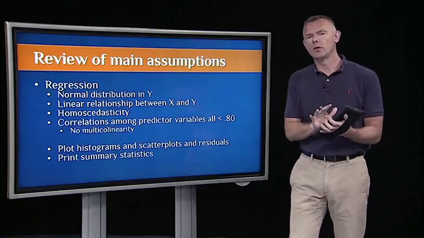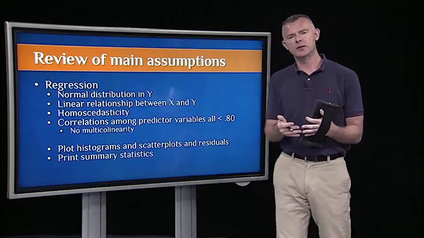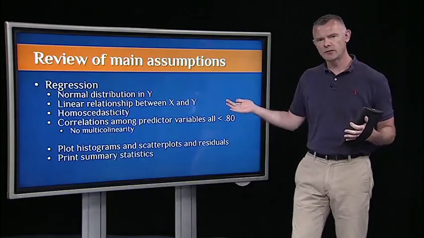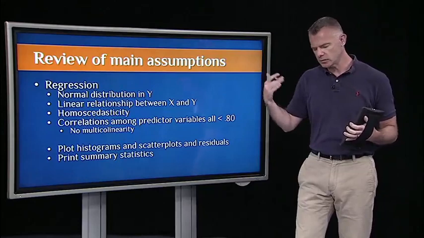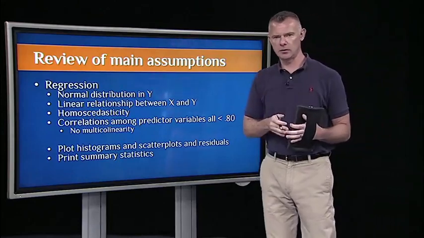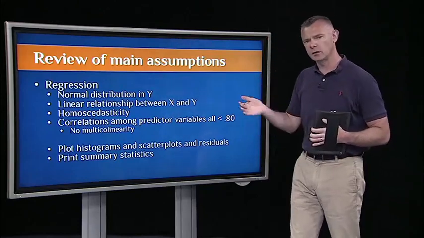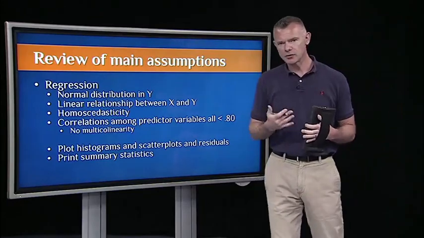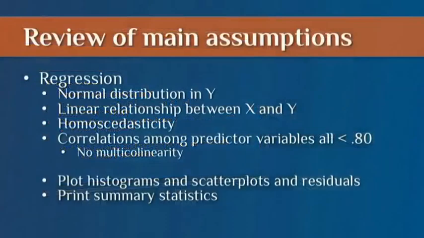We then moved from correlation to regression, right? Because if we have a correlation between two variables, X and Y, then I could use someone's score on X to predict their score on Y. So we moved from correlation to regression. A lot of the assumptions there stayed the same. So we're still assuming a normal distribution in the outcome variable Y. We are still assuming a linear relationship between X and Y. Again, we're assuming homoskedasticity.